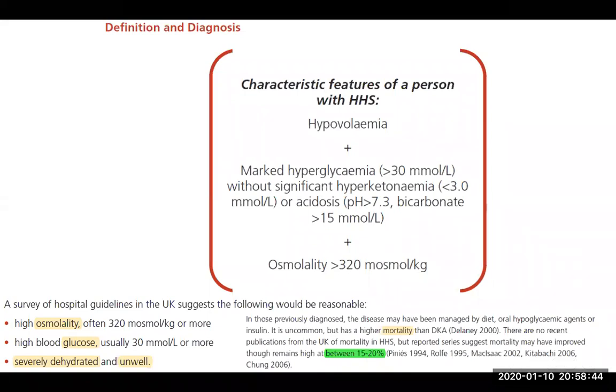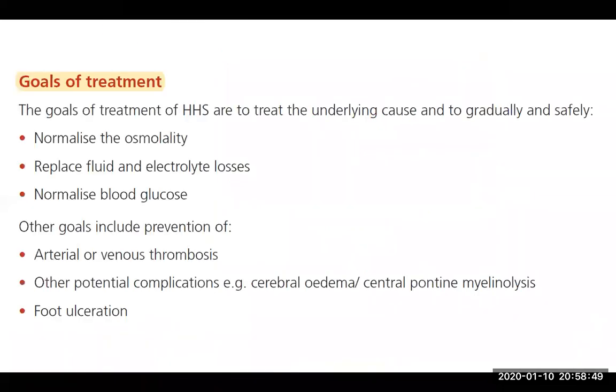This is very important because in some exams they ask about the percentage of mortality for DKA or hyperosmolar hyperglycemic state. The goal of treatment of hyperosmolar hyperglycemic state, of course, is normalization of the osmolarity, and this in most cases needs 3 days to normalize. Replace the fluid and electrolytes; electrolyte loss is in most cases corrected within 3 days, not more, not very rapidly. Normalization of blood glucose is the least important.